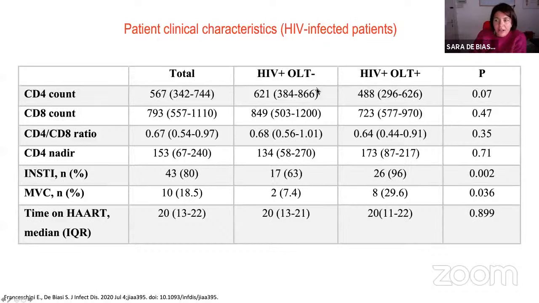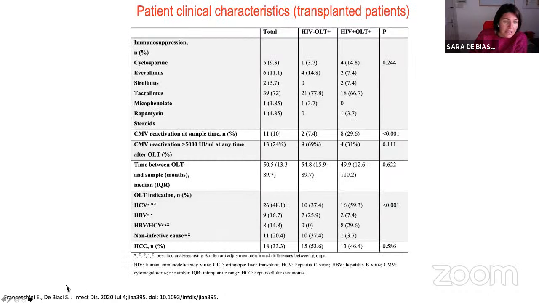So we have here the CD4 count. They were similar for CD4 count, for CD8 count, for the ratio, and for the CD4 nadir, and there were differences in the therapy, because some of them were treated with Maraviroc or with an integrase inhibitor, but the time of ART was completely similar.